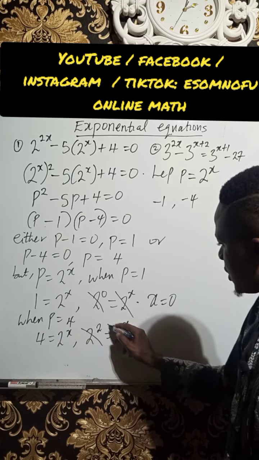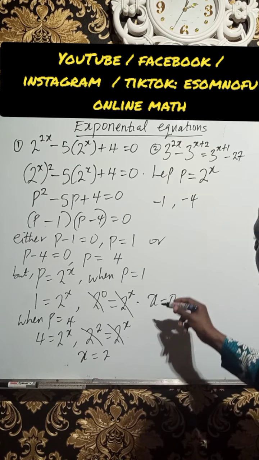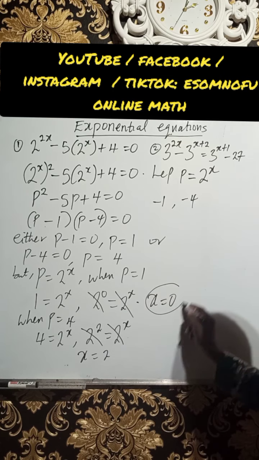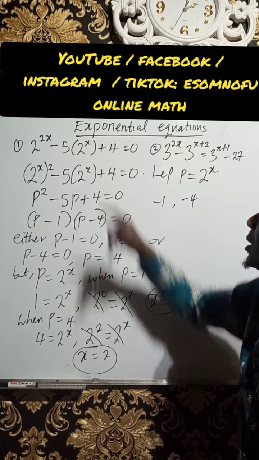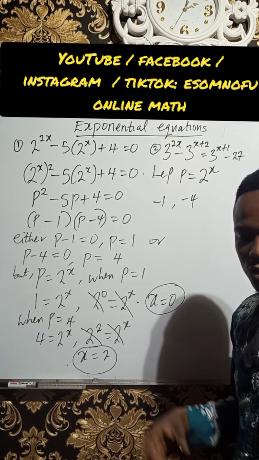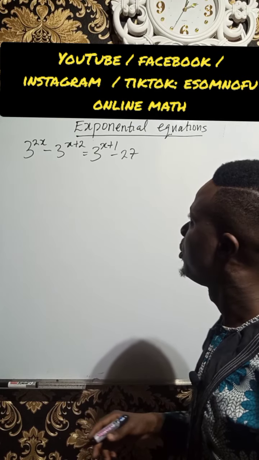So these 2 will cancel out, leaving us behind with x equal to 2. So we've now seen that the value of x is either 0 or x is 2. These are the values of x that will satisfy this given equation. So let's take the second one. Okay, the second one is more complicating.